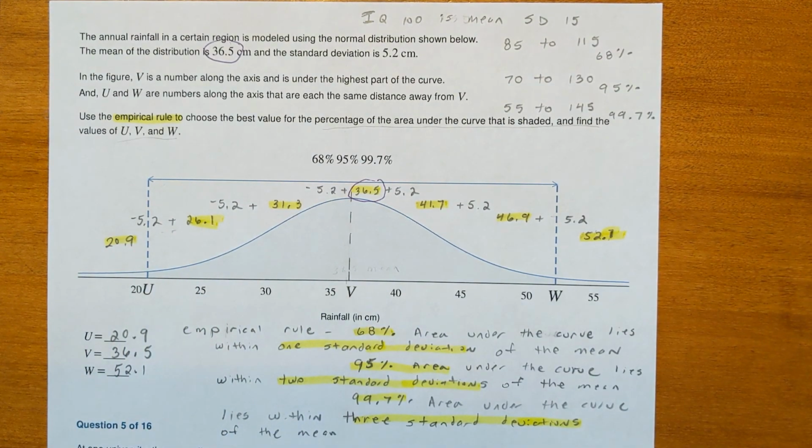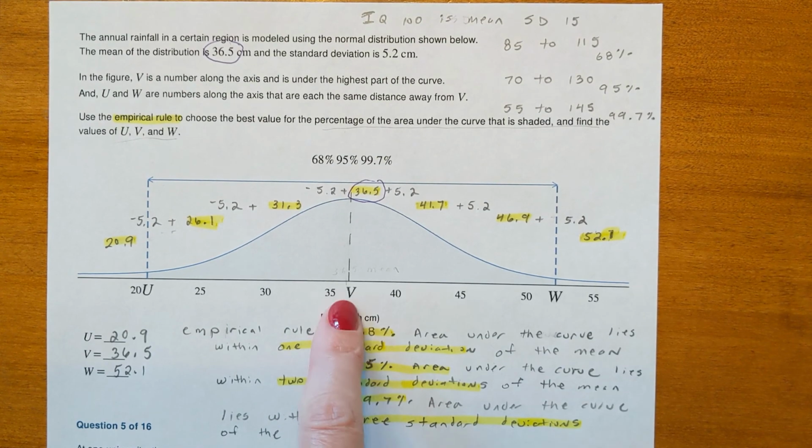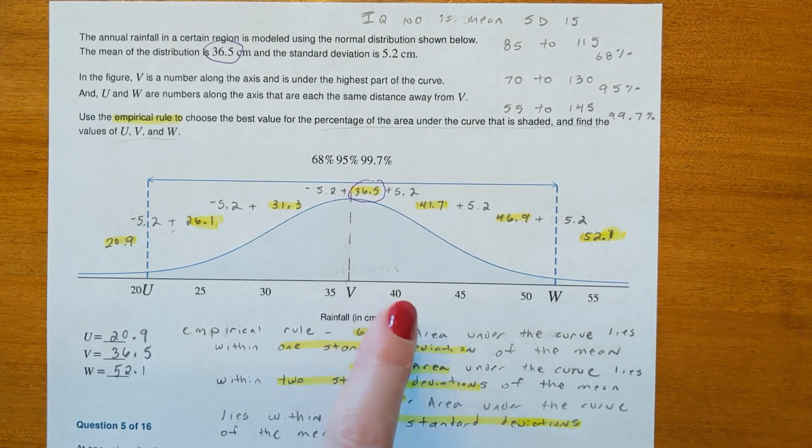In the figure, V is a number along the axis and is under the highest part of the curve. And again, the highest part of the curve is the mean. So that's V. And U and W are numbers along the axis that are the same distance away from V. Use the empirical rule to choose the best value for the percentage of the area under the curve that is shaded, and find the values of U, V, and W.